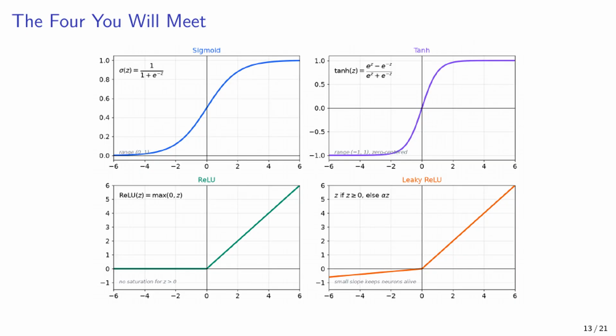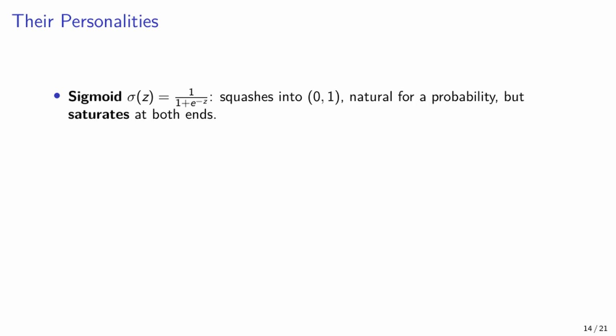On to the activation itself. There are 4 you will meet again and again, and each has a personality worth knowing. Sigmoid squashes any input into the range 0 to 1. It is our old friend from logistic regression, and it is natural when you want a probability. Its weakness is that it saturates for large positive or large negative inputs. It flattens out.